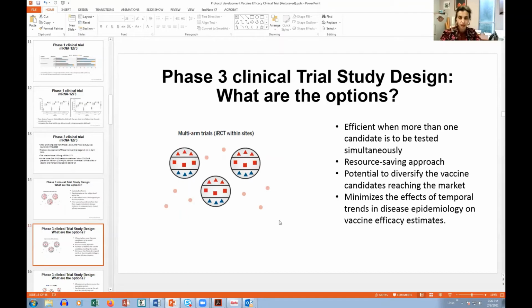The other way to test a vaccine, if you have more than one candidate, is to do a multi-arm trial. This is also very efficient because within each site, you can randomize to vaccine 1, vaccine 2, and then the placebo will work for both. It is a resource-saving approach and a potential to diversify the vaccine candidates reaching the market faster, and minimizing the effects of temporal trends in disease epidemiology on vaccine efficacy estimates.